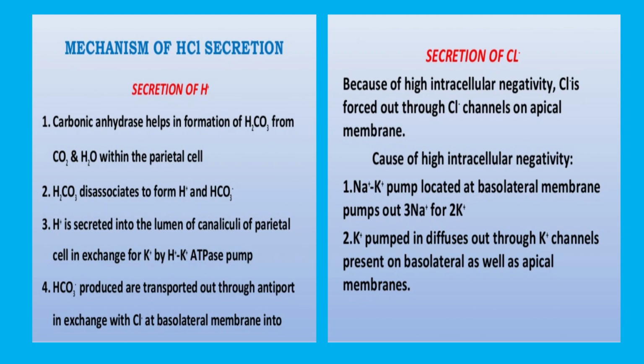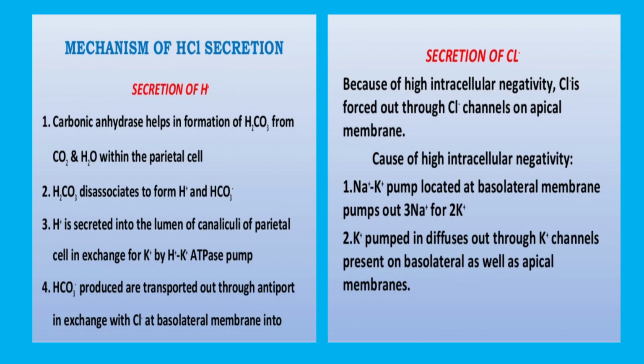The H plus is secreted into the lumen of the parietal cell along with the H plus/K plus ATPase pump. These H plus ions will be exchanged for K plus. The bicarbonate produced is transported out through an antiport mechanism with chloride. Because of the high intracellular negativity, these chloride ions are forced out through chloride channels on the apical membrane.